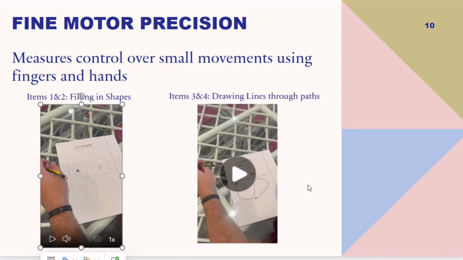And now we're going to watch items 3 and 4, specifically item 3, which was drawing a line through a crooked path.